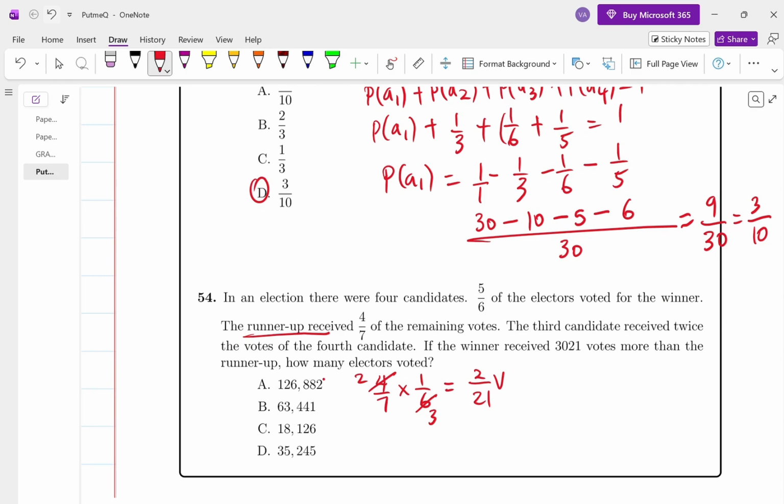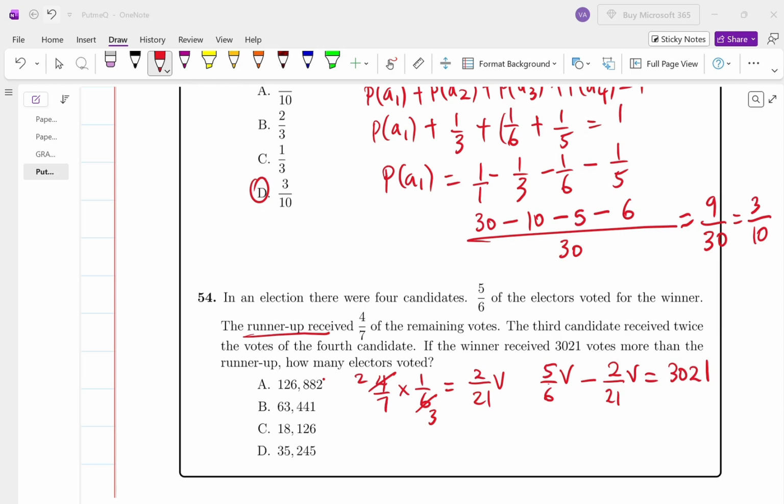So here's the thing. The winner here is actually 5 over 6 V. The winner is 5 over 6 of the voters. The runner-up is 2 over 21 of the voters. That's saying that the winner is receiving more. So this means that the difference between what the winner got and the runner-up is actually 3,021. The difference between both of them. Because the winner actually has to get higher. So the difference between these two will give us 3,021.